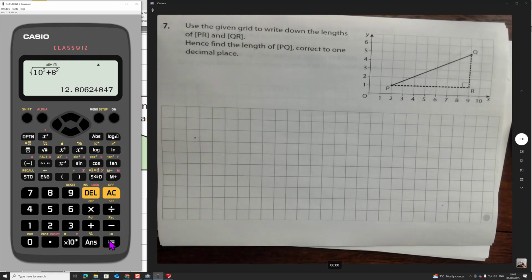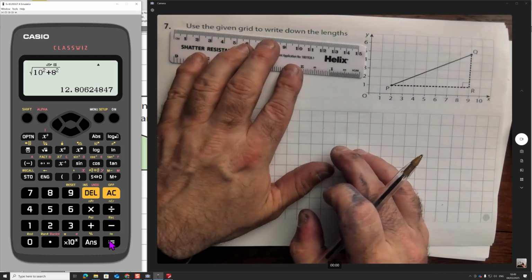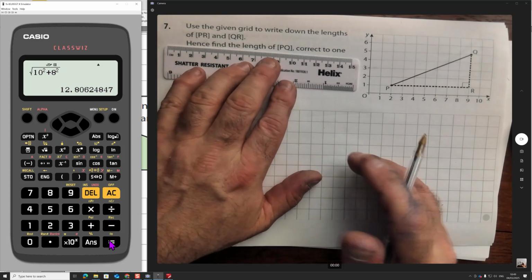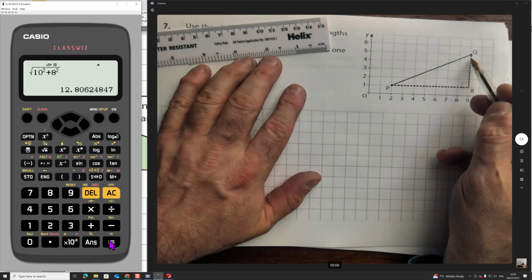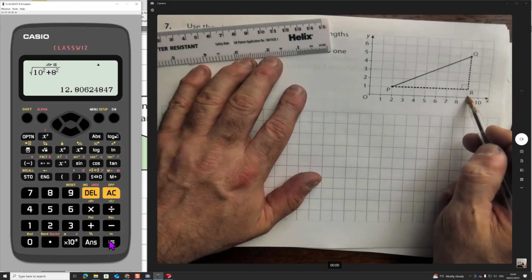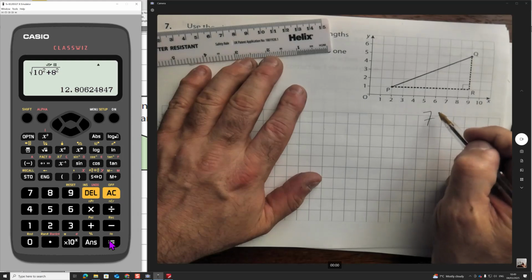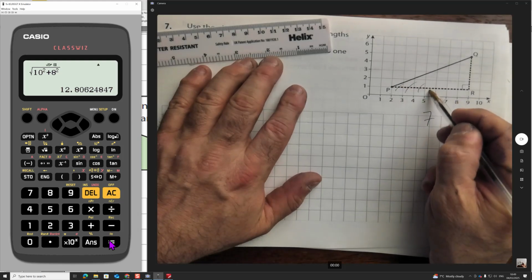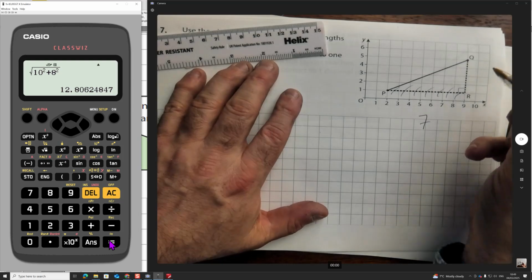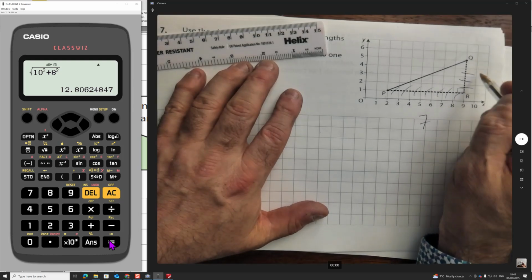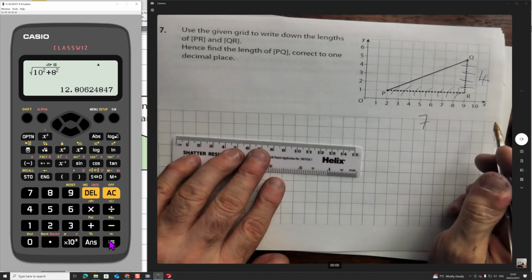We're on to 7. We're reading for understanding. Use the given grid to write down, so they didn't. So we can use the grid, which is the supporting triangle, and the supporting triangle here is 9 take away 2, or count the boxes, you get 7. Let's just double check. 1, 2, 3, 4, 5, 6, 7. The most basic thing of all in maths is counting. 1, 2, 3, 4. So I should be counting, not subtracting.